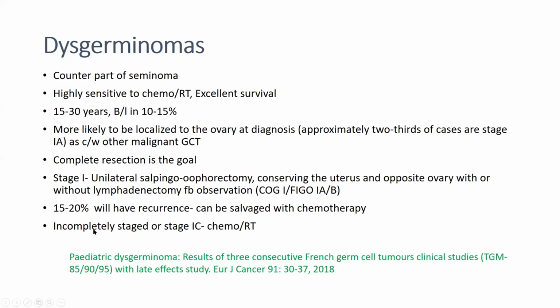So if the surgery is incomplete, or if the stage is stage 1C, with tumor spill or tumor rupture, then adjuvant chemotherapy or radiotherapy can be given to these patients. This is based on the guidelines from adult ovarian germ cell tumor, where chemotherapy is given for stage 1C dysgerminoma, although we do not have specific data for children.